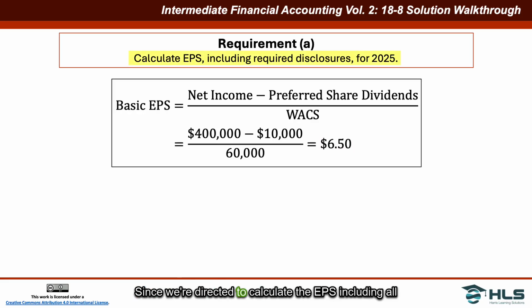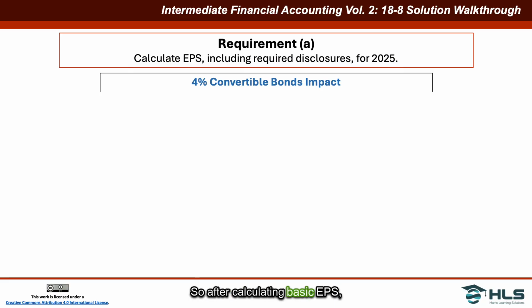Since we're directed to calculate the EPS including all required disclosures, this means we must also calculate the diluted earnings per share. So after calculating basic EPS, the next step towards calculating diluted earnings per share includes determining the individual impacts of each of the convertible securities and then ranking them. So let's deal with the 4% convertible bonds first.